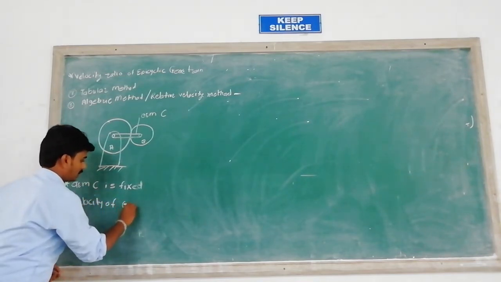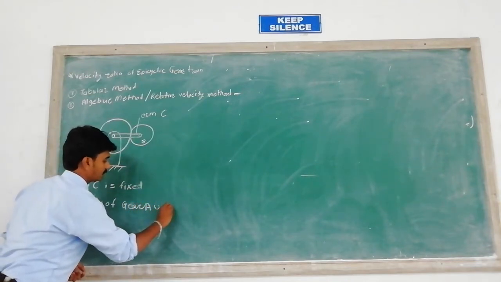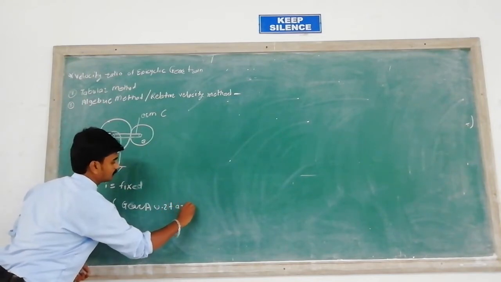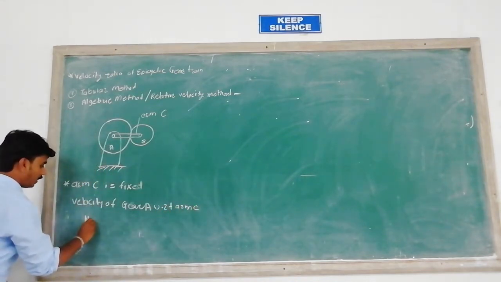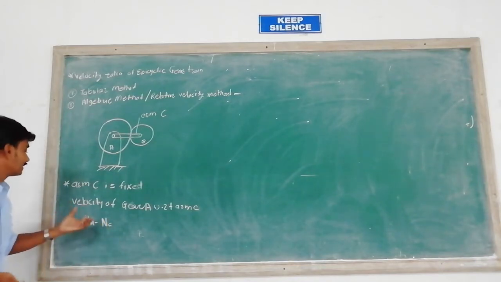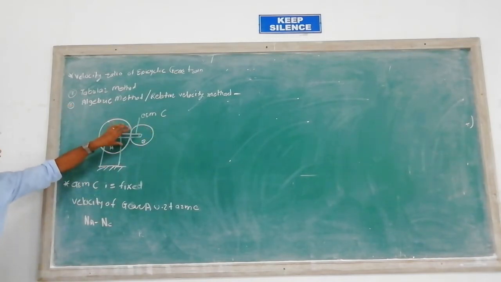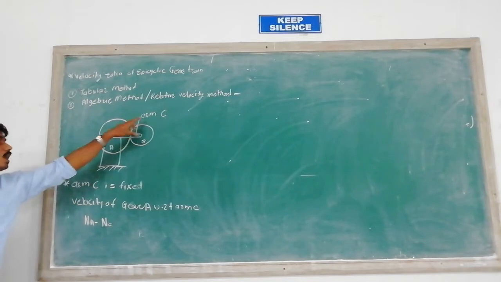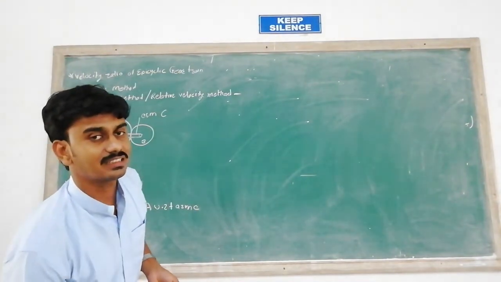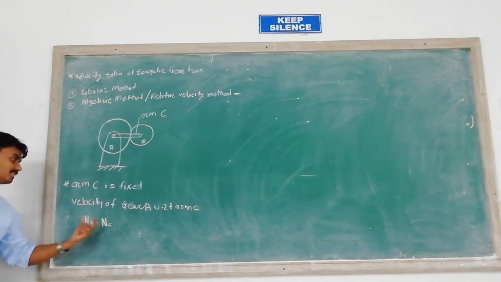Then the velocity of gear A with respect to arm C is equal to NA minus NC. I consider the speed of gear A as NA, the speed of gear B as NB, and the speed of the arm C as NC. So the speed of gear A with respect to arm C is NA minus NC, the velocity of one gear with respect to the other.